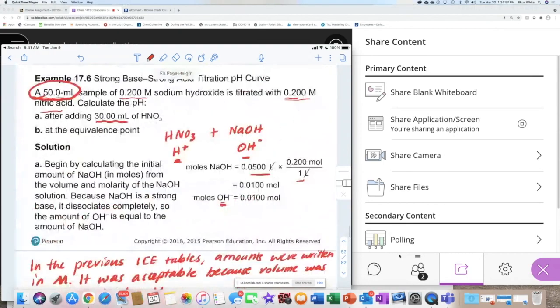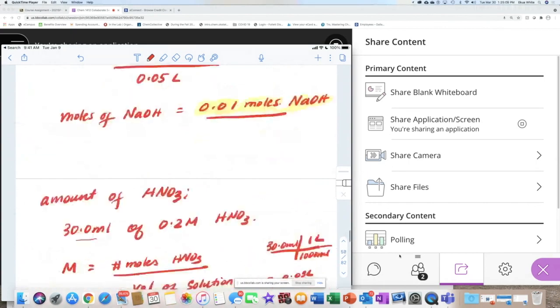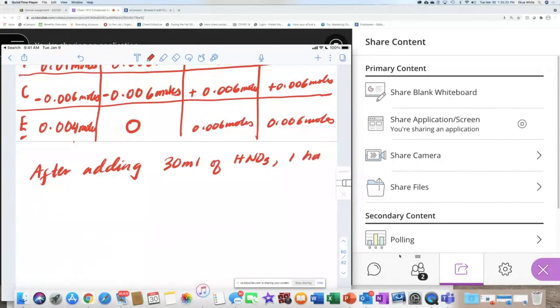So I'm still answering the first question. They told you to find the pH of the solution after you add 30 milliliters of nitric acid. Well, here's what happens. After adding 30 milliliters of nitric acid, I have 0.004 moles of sodium hydroxide base, right? Remember, this is the same thing as OH minus.